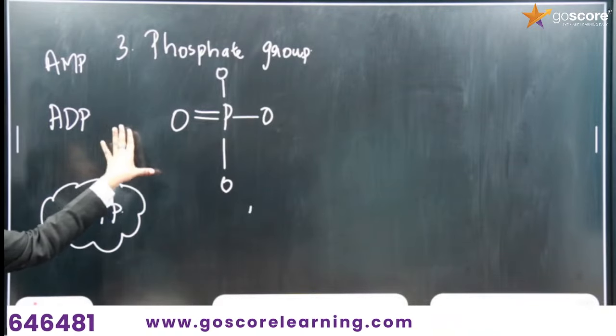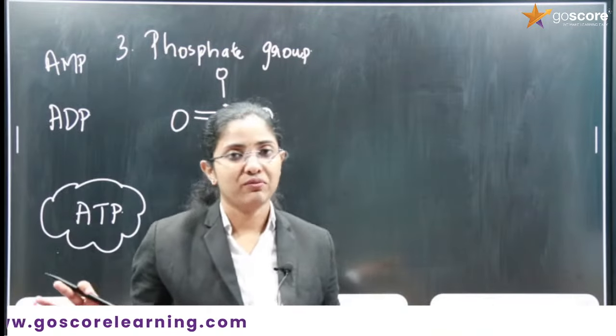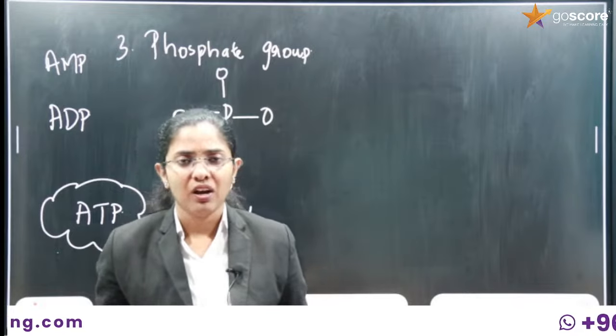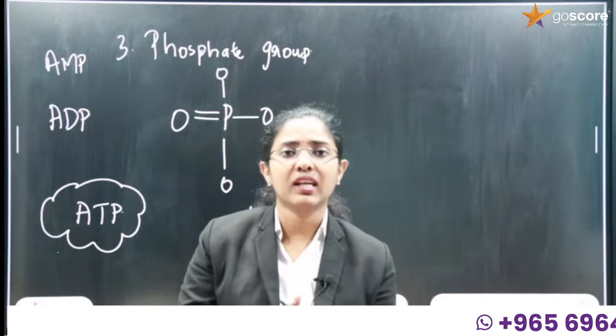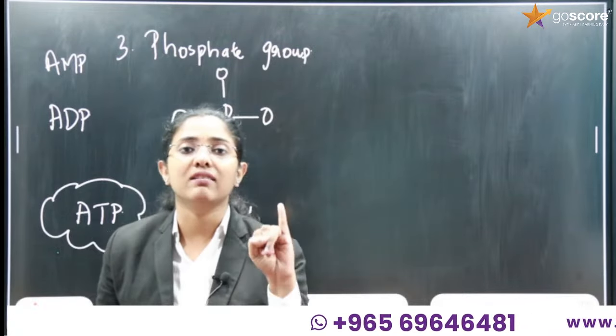So the third important component, what is it? It is the phosphate group. So you got the three different components of DNA, right? What are the three different components? The first one is the ribose sugar.